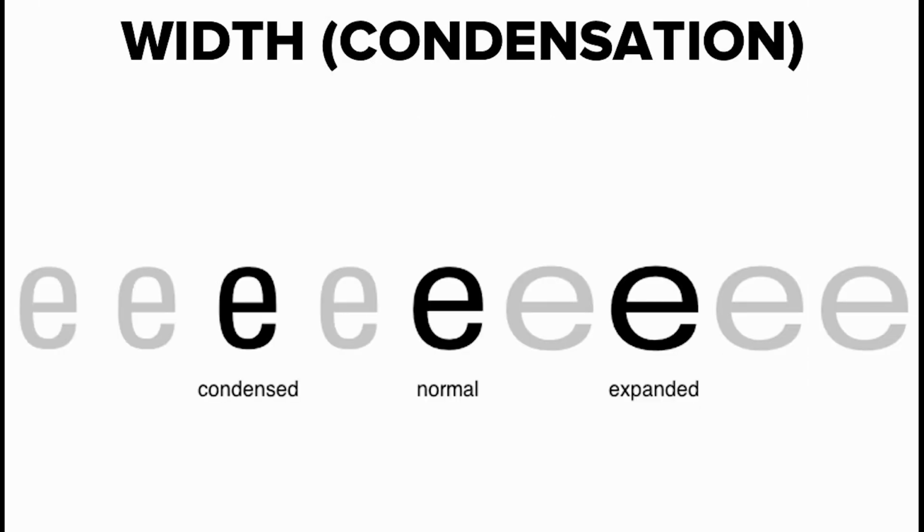Condensation in fonts is really important. A condensed font is one that is narrower, with a longer, taller shape. In a normal font, we have normal proportions, and in an extended font, we have a wider, bigger font.